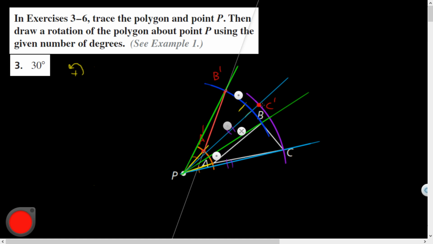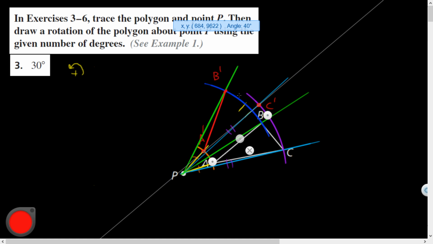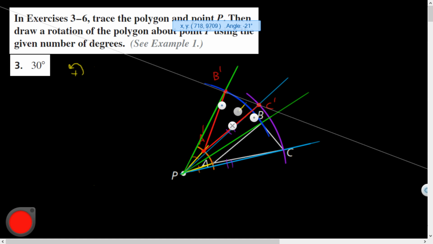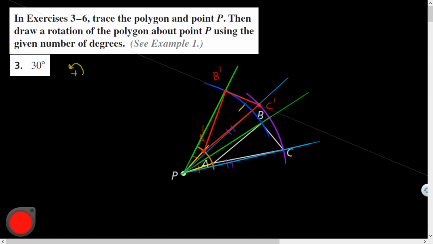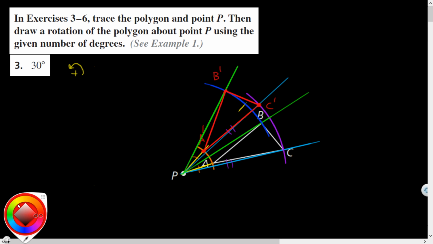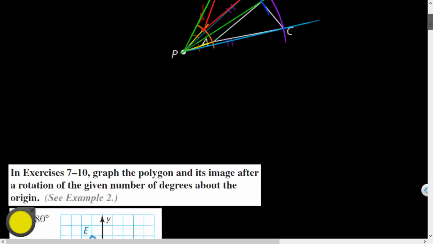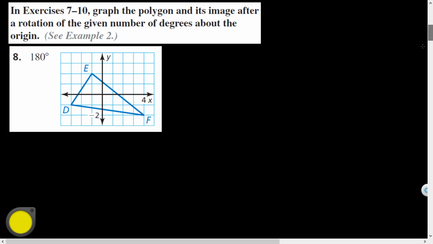And since rotations are a rigid motion, rigid transformation, the new triangle is going to be congruent to the original white triangle here, and all of its corresponding angles, all of its corresponding sides will also be congruent, okay? So lots of work, lots of measurement, using a lot of different tools to make that happen, kind of tricky. All right, here we go.